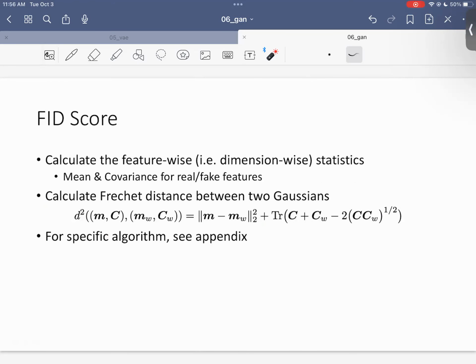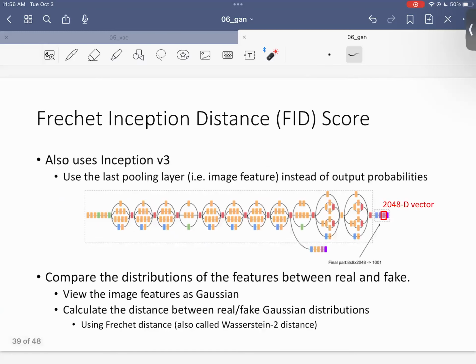So, calculating the distance between two Gaussians using Frechet distance follows this nice formula. If you're interested, you can look at the algorithm in the final page. So this is the mean from the real, the covariance matrix from the real, the mean from the fake, the covariance matrix from the fake, and that's it. So you're basically calculating the Gaussian distance in the 2048 dimensional space, because we're using this layer.